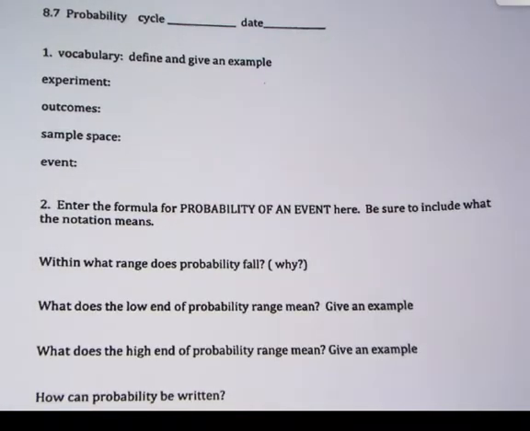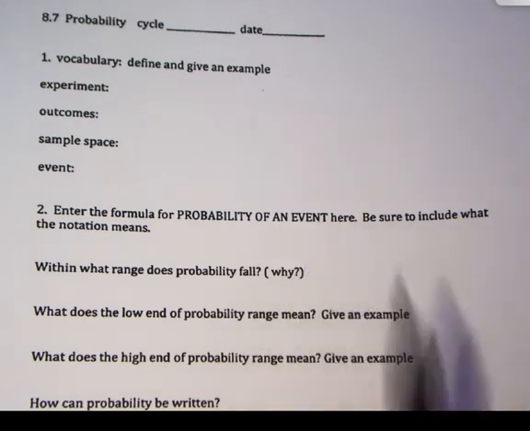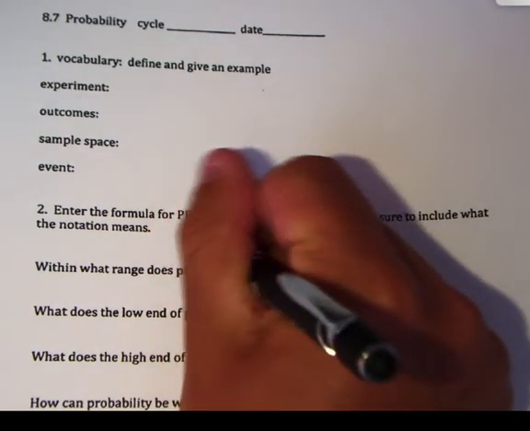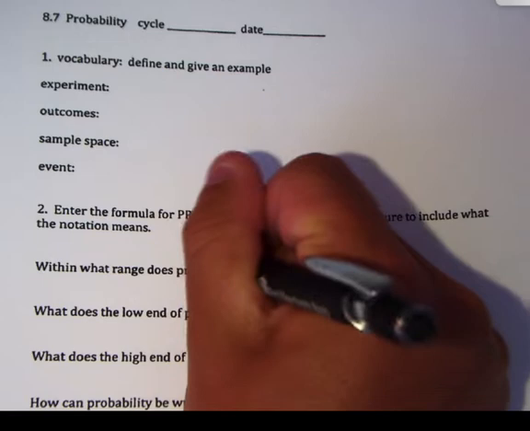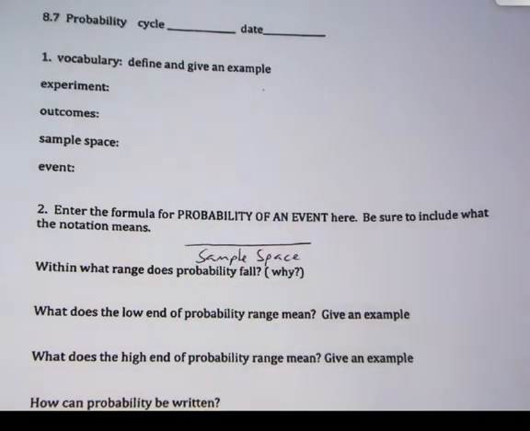The next one says enter the formula for probability. There's some interesting notation when you get into probability, but for just talking about the skin and bones of probability today, I'm just going to try to get you to understand the concepts more than the notation. So really what we do to figure out the probability of an event happening is kind of what I already said. The denominator is your sample space. Sample space meaning how many things can happen.